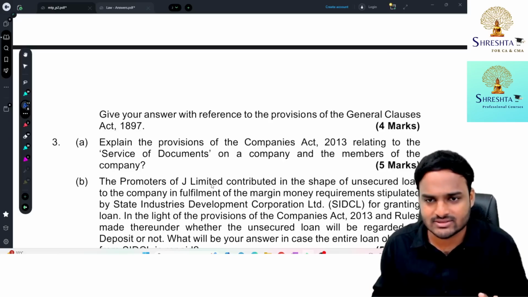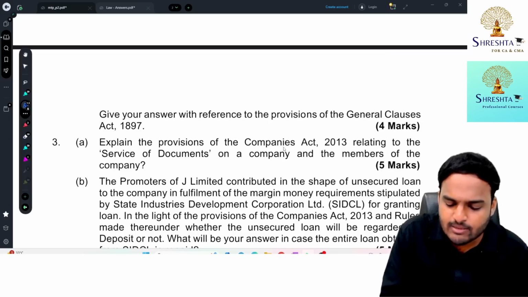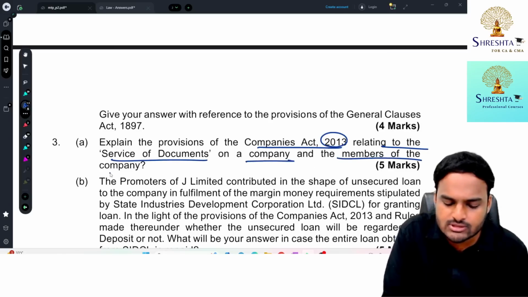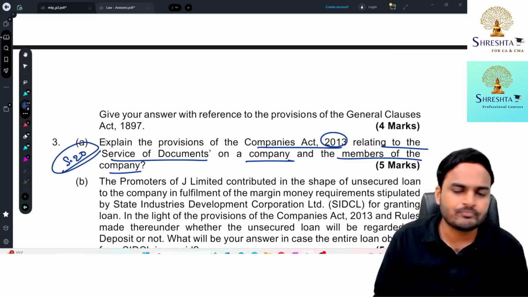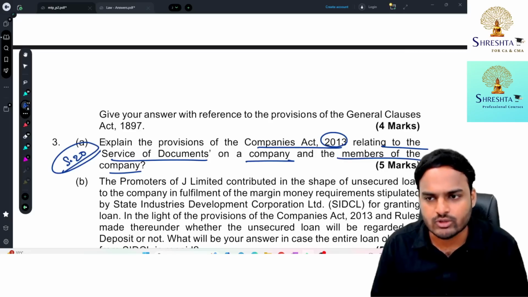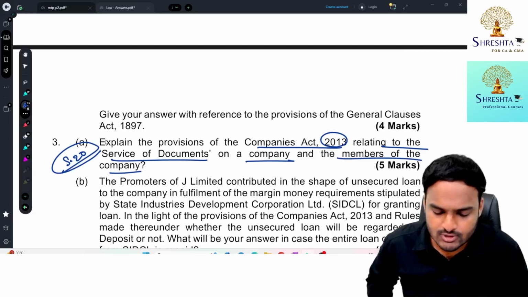Who? Recipient. Clear? Next, explain the provisions of the Companies Act 2013 relating to service of documents on a company and the members of the company. So this is section 20, straight away, direct theory question. Direct theory question, section 20 for 5 marks.